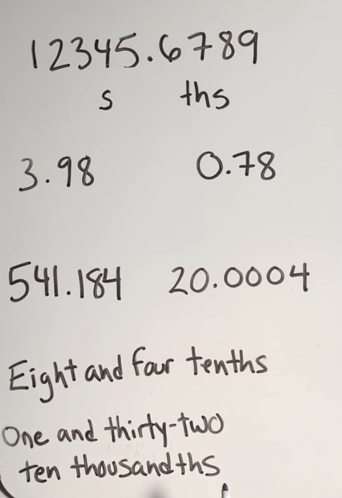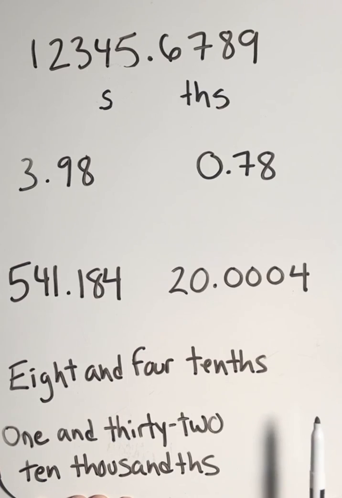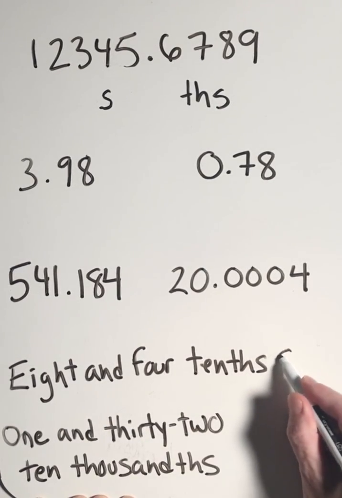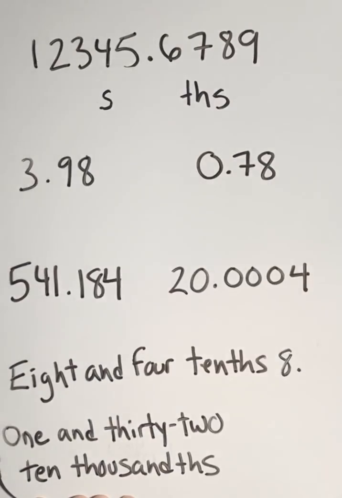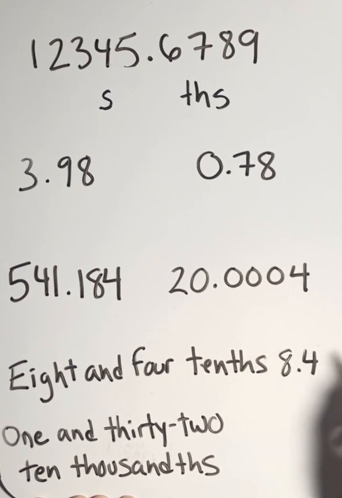Lastly, we would have to write out a number in decimals that is written in words. Remember, the word and is your decimal point. So 8 and 4 tenths, the tenths place is immediately to the right of the decimal point. So this is 8 and 4 tenths.